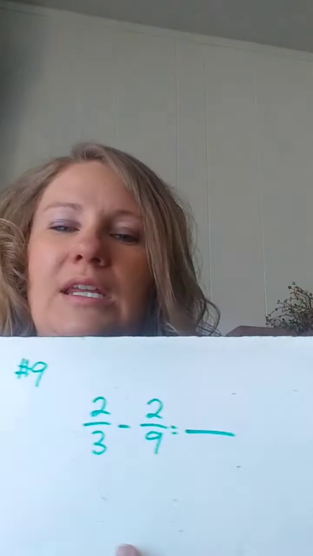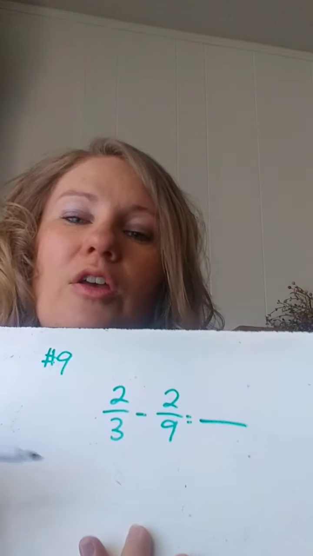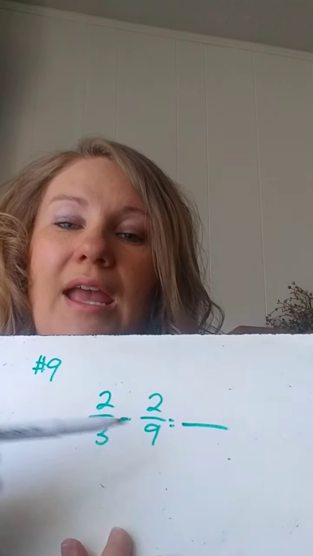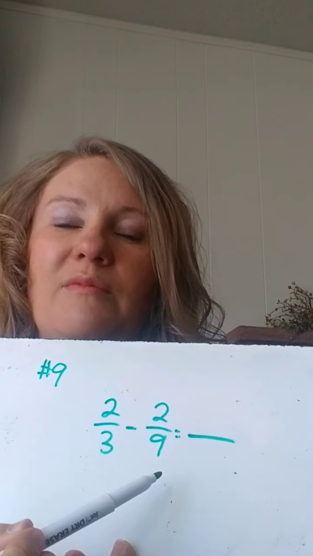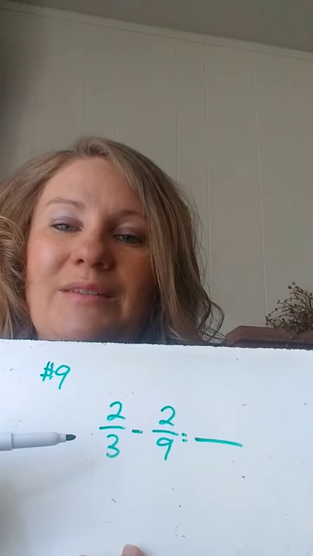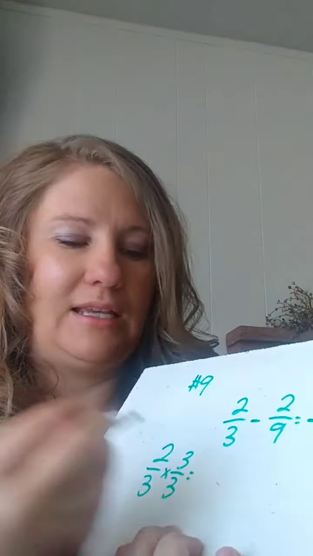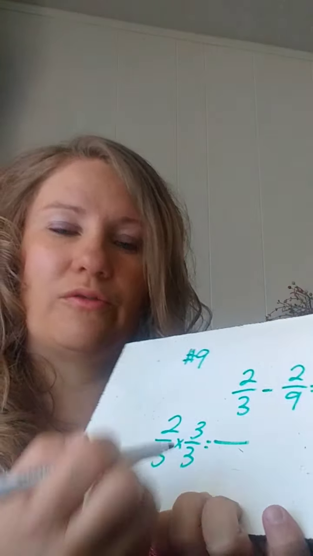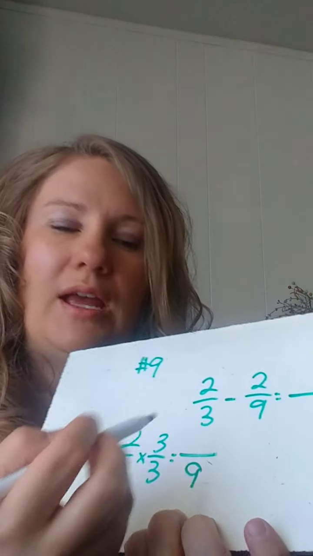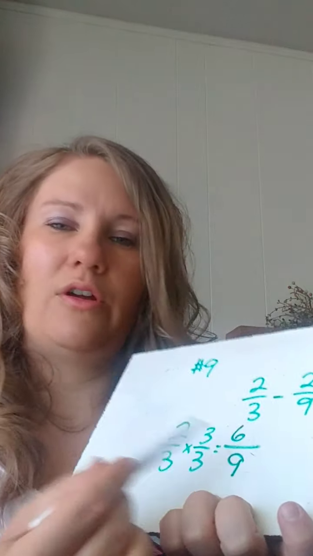We'll do the same thing with 2/3 minus 2/9. Now to figure it out, we need to have a common denominator. So 3 goes into both 3 and 9. So what do we need to multiply 3 by to make 9? And that's how we'll figure out what we need to multiply this by. So it'll be 3. So let's go 2/3 times 3/3 equals, that's how we'll find our common denominator. So 3 times 3 is 9. 2 times 3 is 6. So 2/3 is equivalent to 6/9.